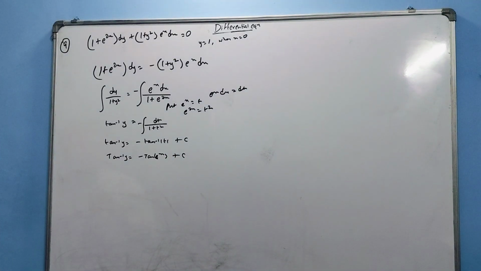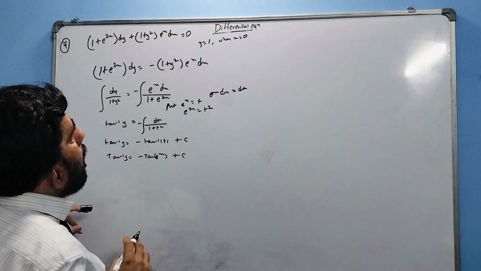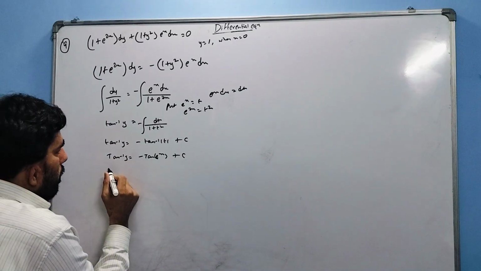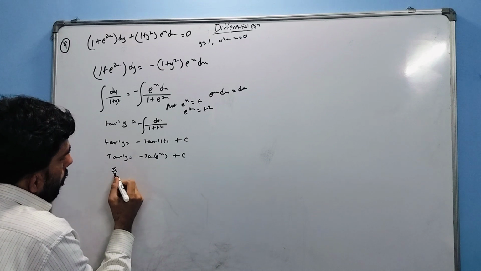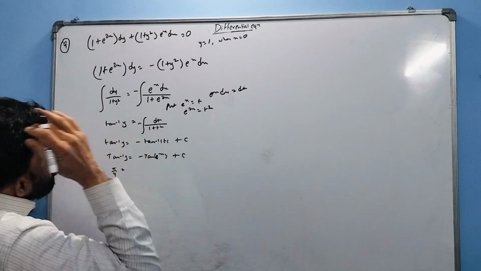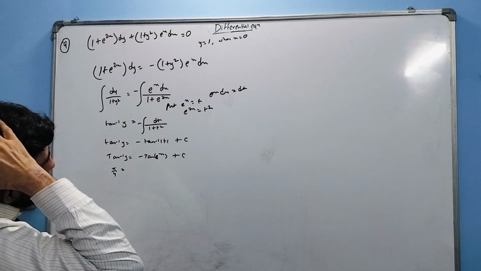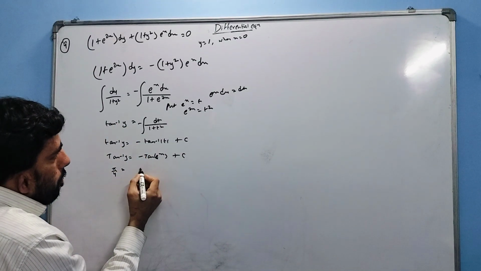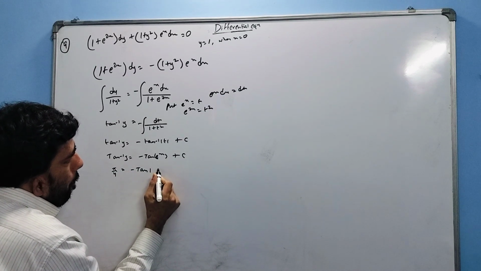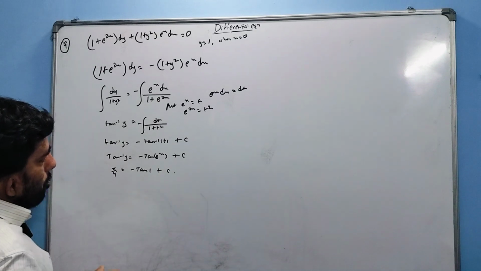Now I can put the value they have given. x is 0, so y will be 1. If y is 1, then tan inverse y will be pi upon 4. So we will have pi by 4 is equal to, now x is 0, something having the power 0 will be 1, so it will be minus tan inverse 1 plus c. Okay, so that is what we have.